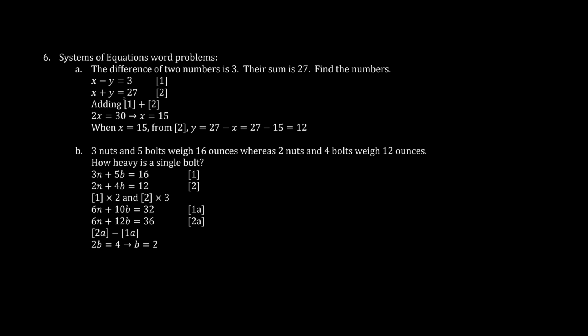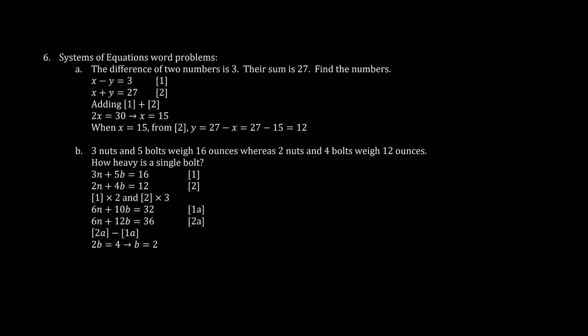3 plus 27 is 30. So now we have some basic algebra. We simply divide both sides by 2, and so we have the larger number, x equals 15. Now we can simply substitute 15 into either equation to solve for y. In this example, we're going to substitute into equation number 2.